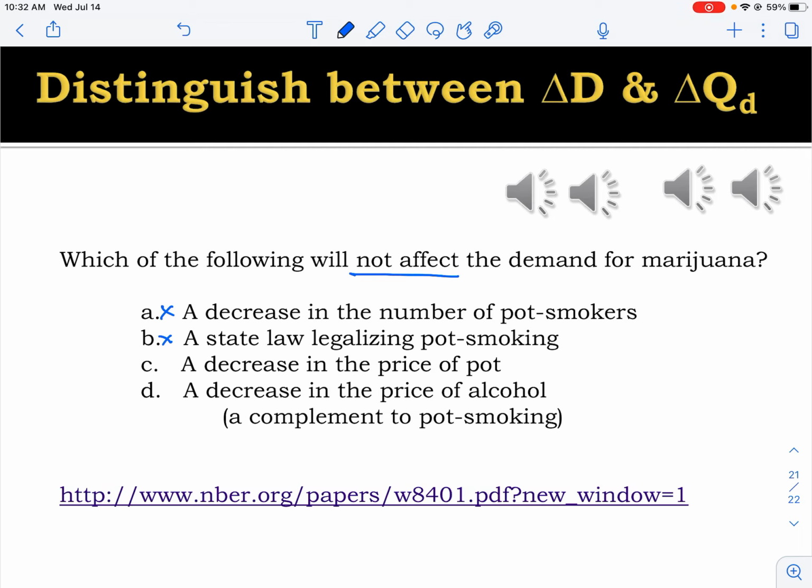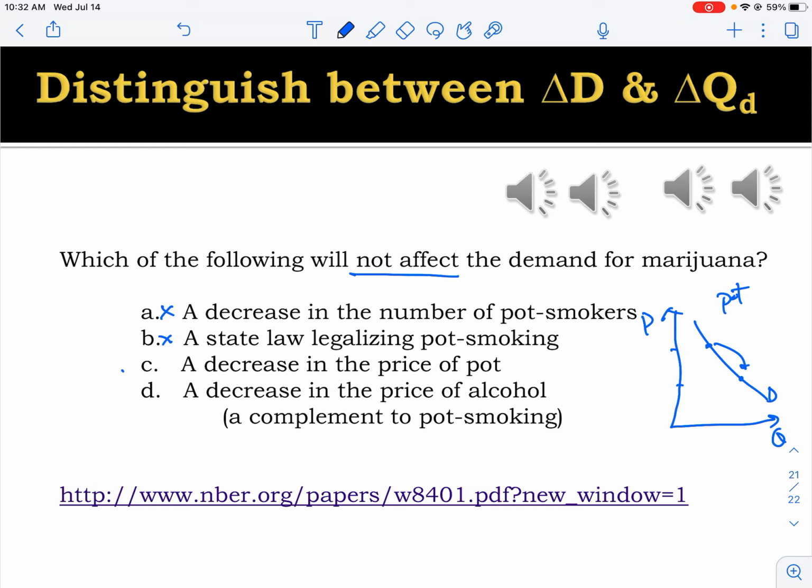Decrease in the price of pot. So if the price of pot goes down, what happens to the demand for pot? Lower price, nothing happens in the demand for pot, right? I paused there thinking you'd say, well, when the price goes down, demand goes up, except it doesn't. What does the demand tell you? Price and quantity, I'll just say pot, that's fewer letters. If the price of pot goes down from this price to this price, you just move along the curve to a new and larger quantity demanded. So C sounds pretty promising.